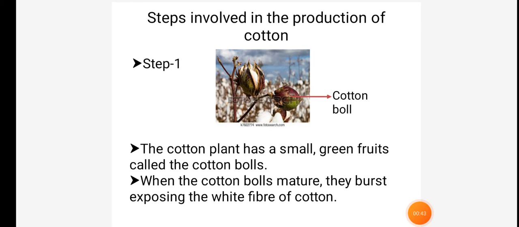Steps involved in the production of cotton. Step 1. The cotton plant has a small green fruit called the cotton bolls. When the cotton bolls mature, they burst, exposing the white fiber of cotton.